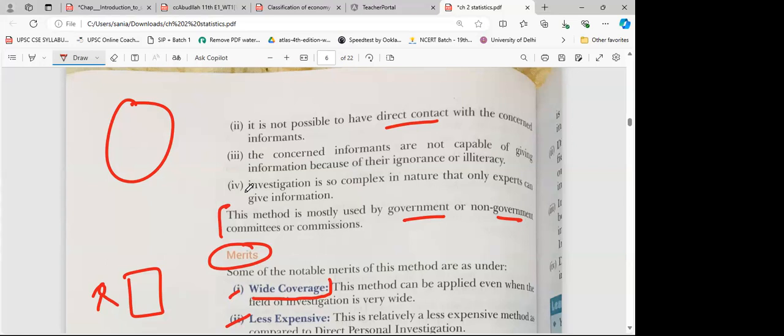Ma'am, should I write this also? This method is mostly used by government or non-government committees or commissions.